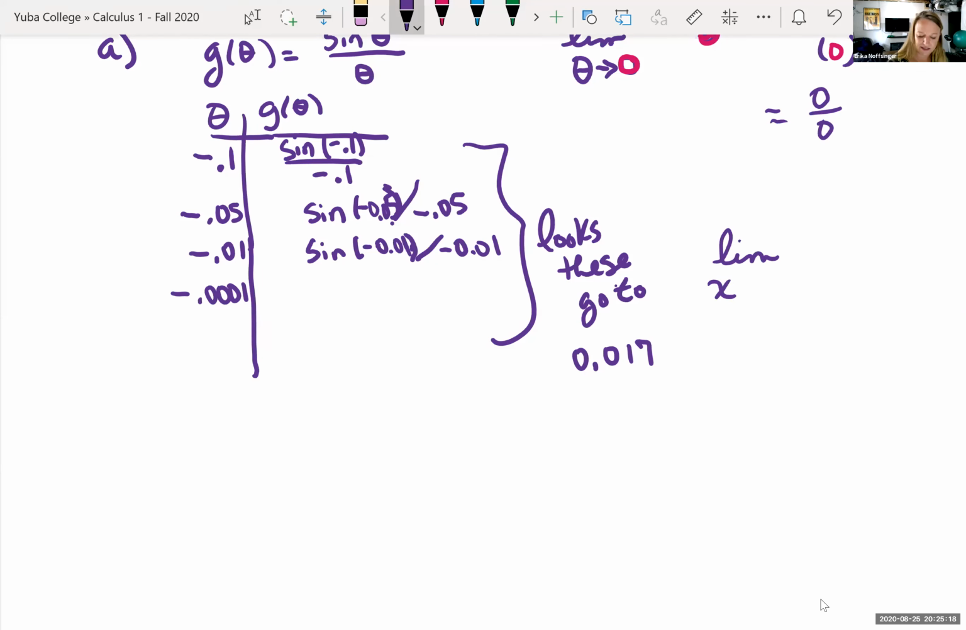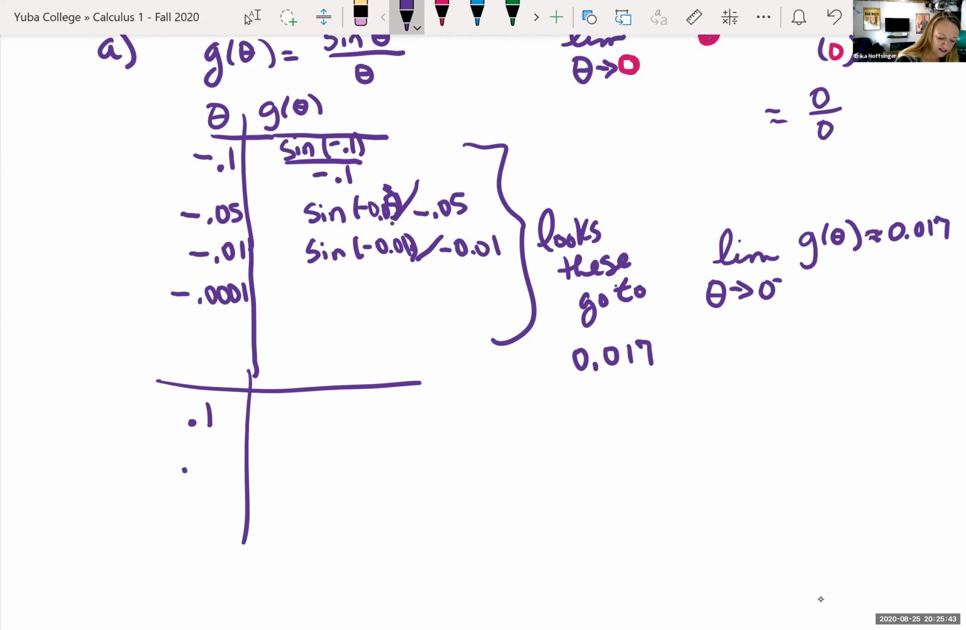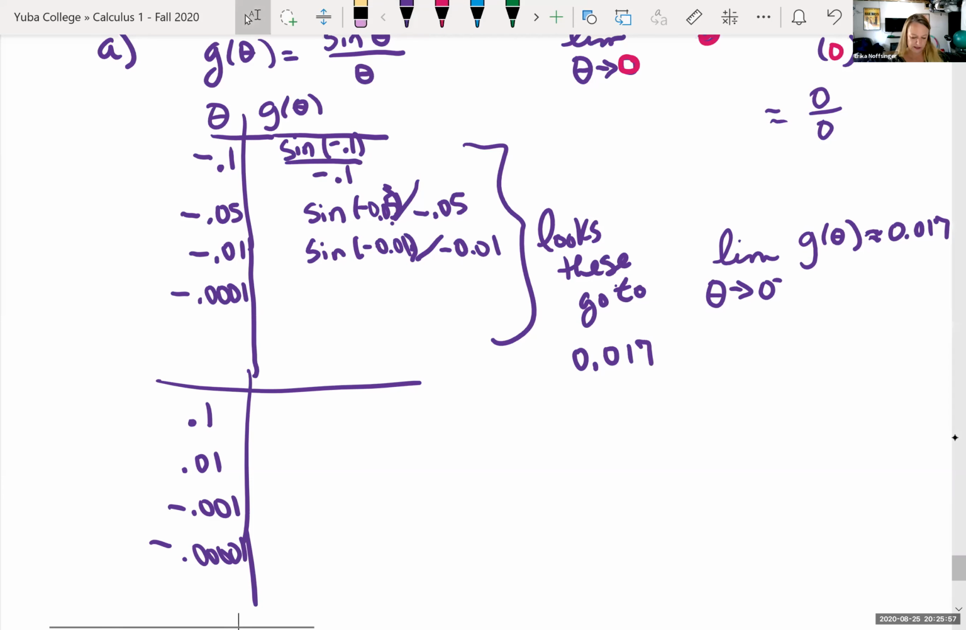So I'm looking at the limit. In our case, it's theta, not x. As theta goes to 0 on the left of g of theta, and this is equal to this 0.017. And so if we can show the same thing on the right, so 0.1 is close to 0 on the right, 0.01 is close to 0 on the right, 0.001, right? And so if we can show that this is the same y value of 0.017, then the limit is going to exist there, and it will be 0.017.